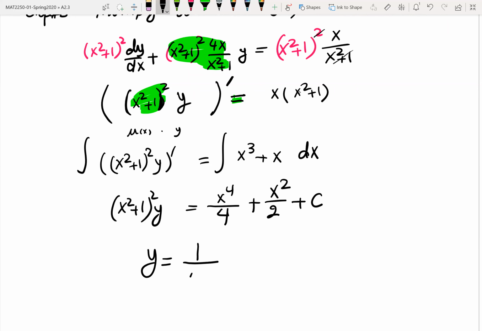So you divide both sides by your mu, so that it is not on the left side, then that is your answer. If you want, you can distribute, but I don't suggest you really leave it like that. That's fine.